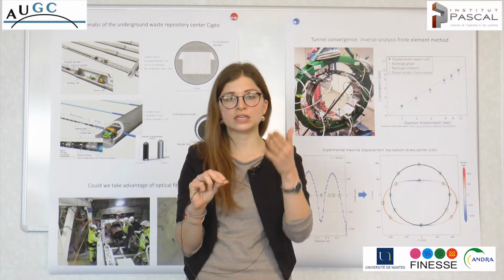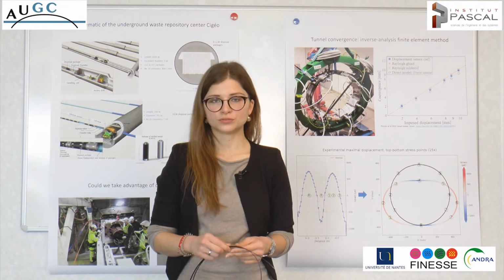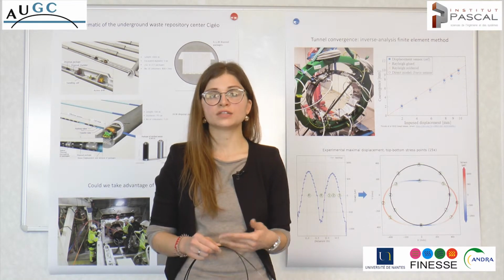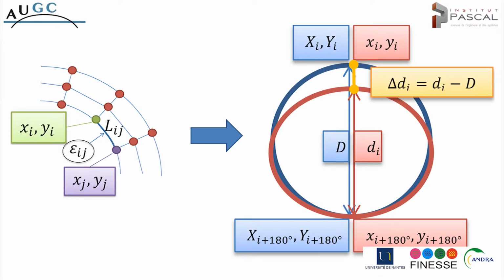However, convergence is a radial measurement. We want our radial values. In order to do so, we built a method based on inverse analysis finite element method, which is able to translate strain longitudinally along the fiber into convergence, and so displacement in the radial direction.